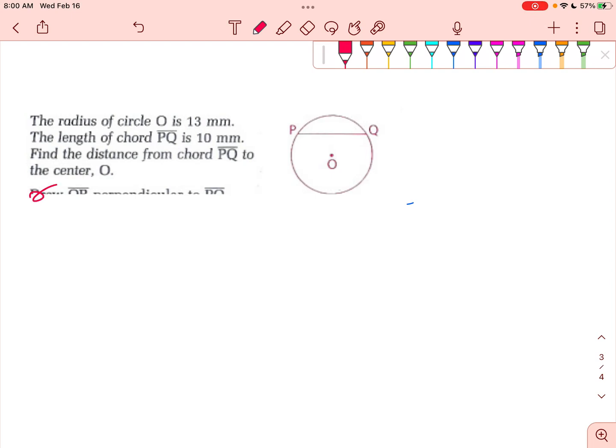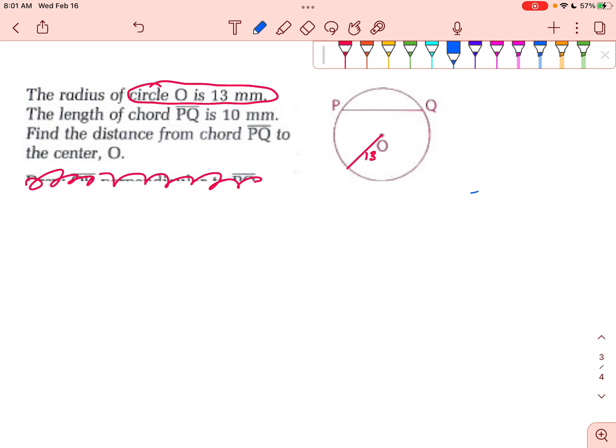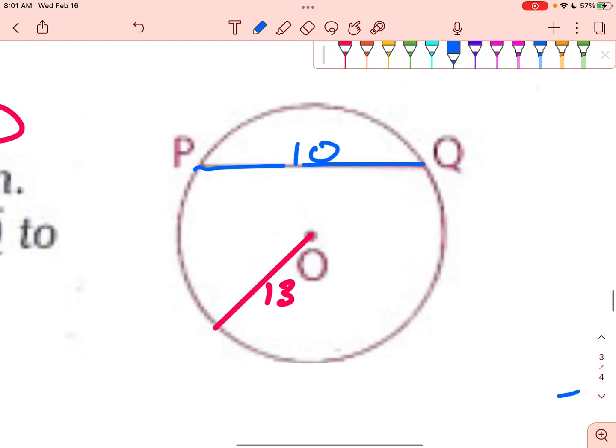So ignore that. The radius of a circle O is 13. Okay, so that's important. The radius of circle O is 13. I'm just gonna draw a radius right now and mark that as 13. The length of the chord is 10. So PQ right here represents 10. Find the distance from chord PQ to the center O. So they want me to find this distance.